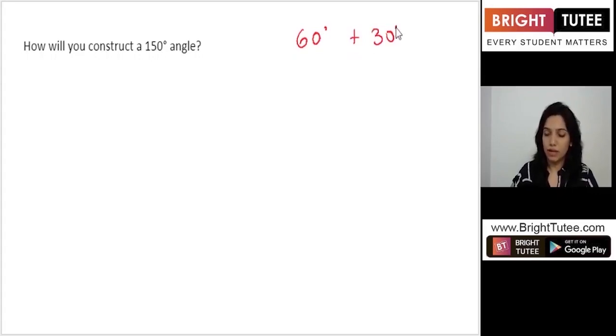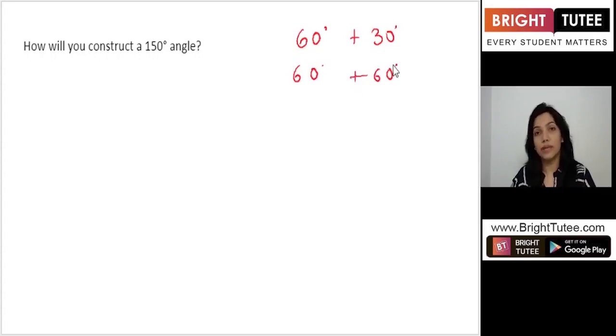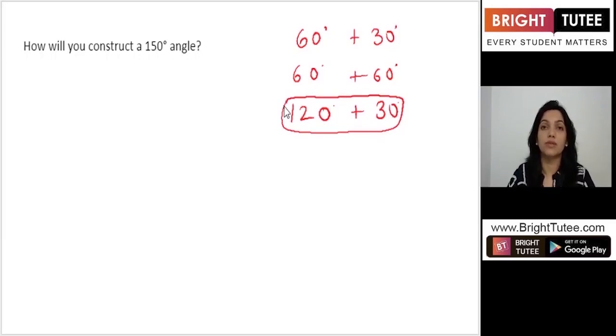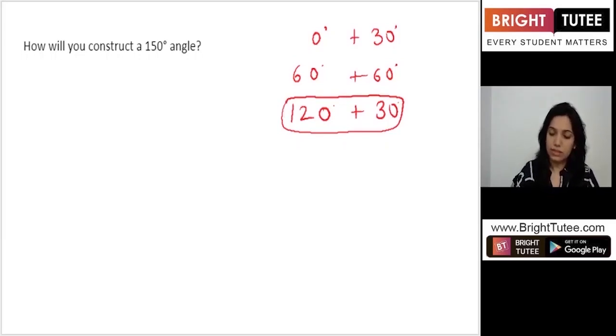Is that right? Now, if you add 60 to 60, what do you get? You get 120. If you have 120 and if you add 30 to it, what are you going to get? Correct. This is what you need to draw 150 degrees. That is, you need to draw 120 and then you need to do 30 more to it. Let's see how we can do this. Now this is a little tricky but is very interesting for sure.